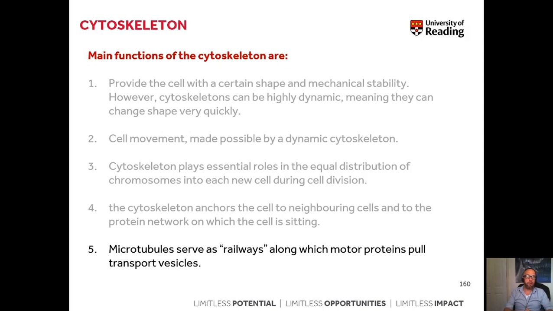And the last contribution of the microtubules of the cytoskeleton to the function of the cell is basically that they serve as railways along which motor proteins pull transport vesicles. As I mentioned before, some of the substances in the cell do require to be transported in an active way, and this is the job of motor proteins. And those motor proteins do use microtubules that are parts of the cytoskeleton as railways.